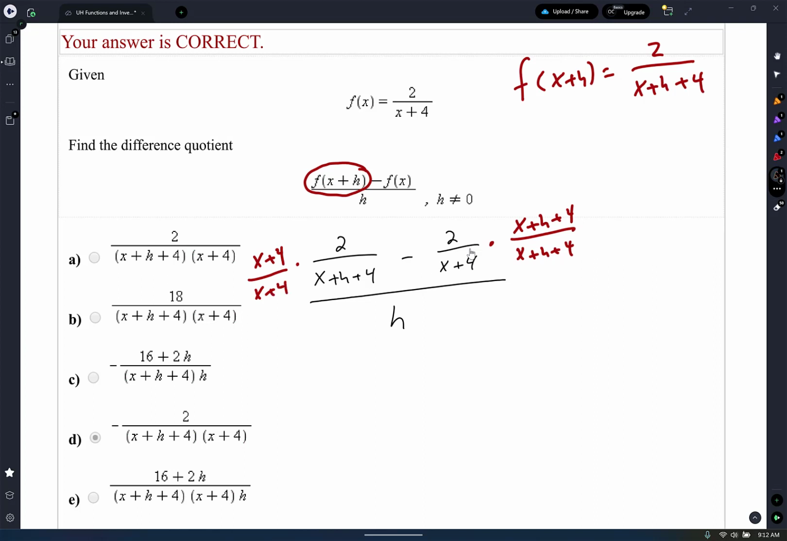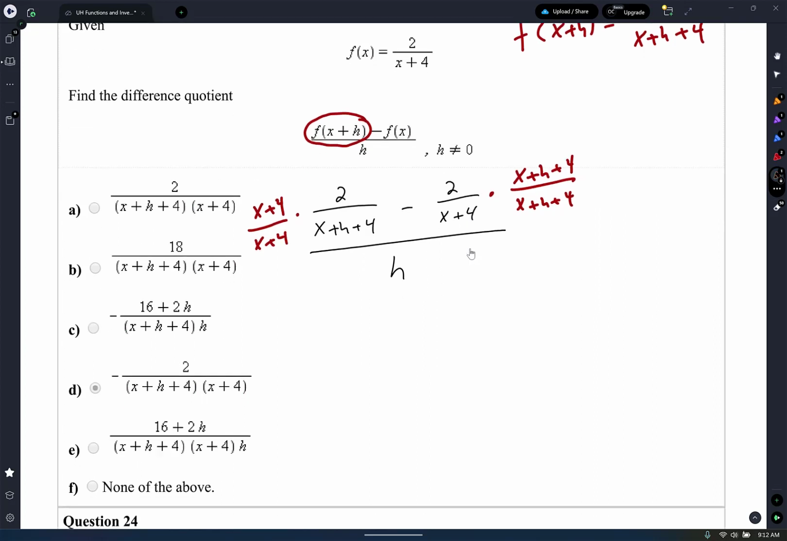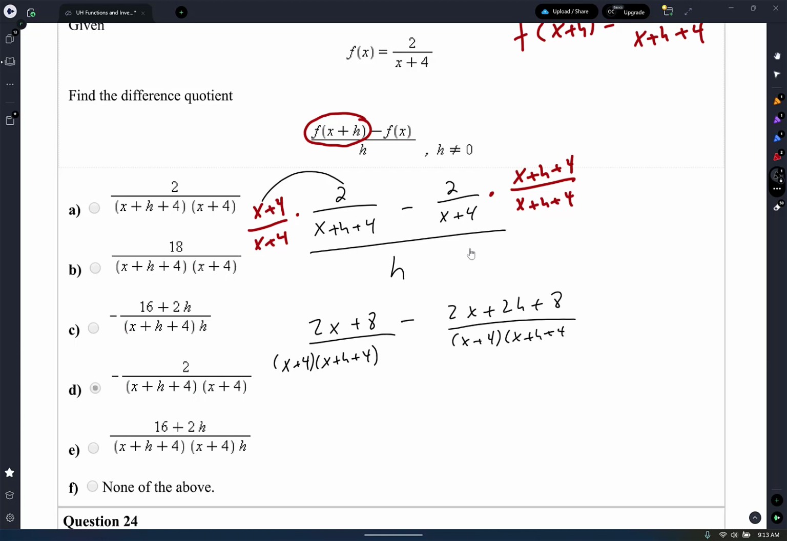When I do that, here's what I'm going to get. 2 times x is 2x. 2 times 4 is 8. And then I'm going to minus, and all this is over x plus 4, x plus h plus 4, close it, minus 2x plus 2h plus 8 over x plus 4, x plus h plus 4, all this is over h.